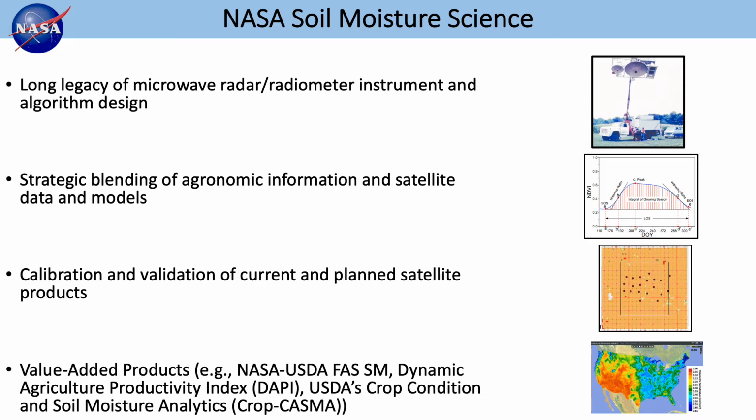And this leads me to value-added products. So the key here is trying to strategically apply these, merge these with a land surface model or a crop growth model or a soil moisture model, so that you can improve and constrain those models from frequent satellite observations. And from that, you're able to have more informed information, such as the Dynamic Agriculture and Productivity Index, or DAPI. That's a partnership with the National Agricultural Statistics Service and the Foreign Agricultural Service, as well as USDA's Crop Condition and Soil Moisture Analytics, or Crop-CASMA product.